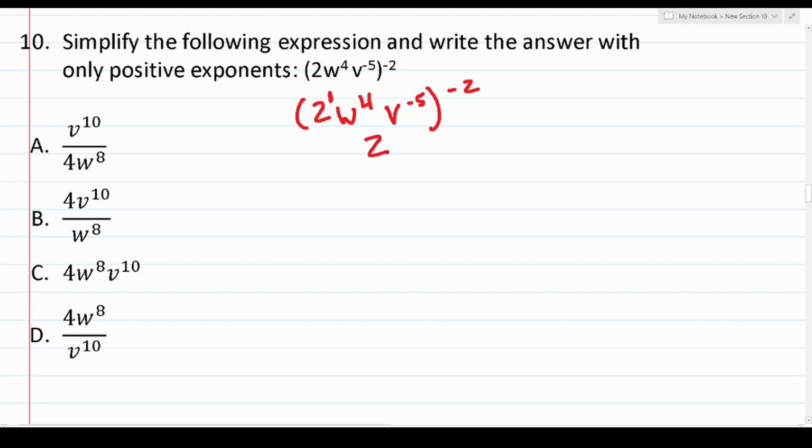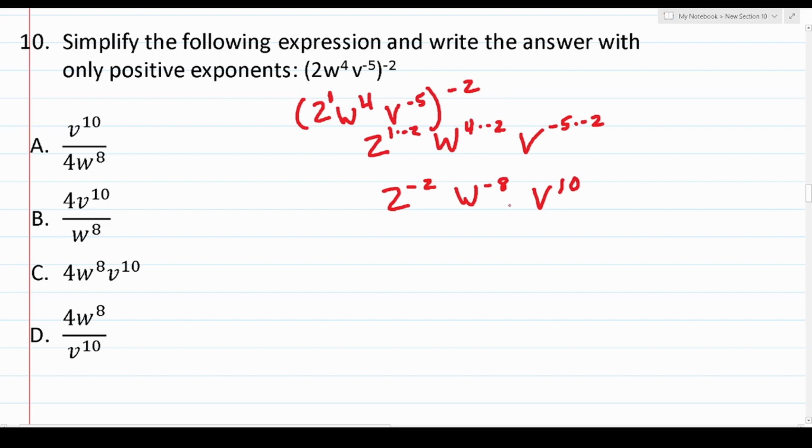So we're going to do 2, and then this is going to be 1 times negative 2. So I'll write that out for you. 1 times negative 2. Then we're going to do w, and this is going to be 4 times negative 2. And then we have v, and that's going to be negative 5 times negative 2. Let's go ahead and simplify these. This becomes 2. 1 times negative 2 is negative 2. We got w. 4 times negative 2 is negative 8. And then we have v. Negative 5 times negative 2 is 10.